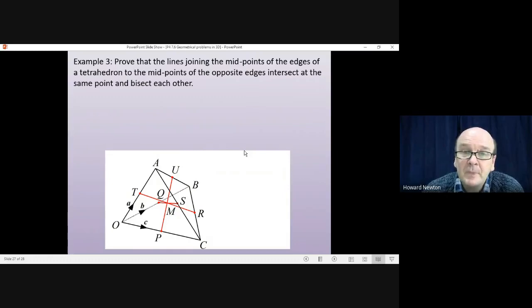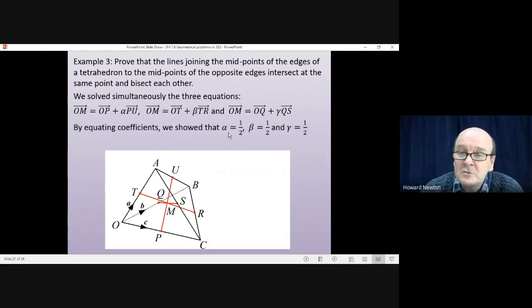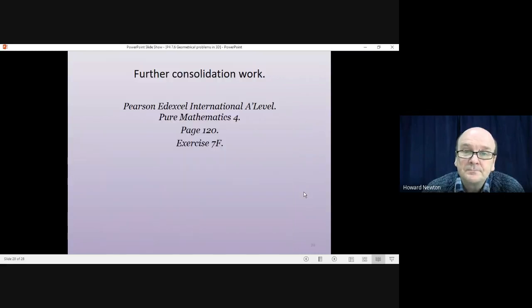So what have we done? We're asked to prove that the lines joining the midpoints of the edges of a tetrahedron to the midpoints of the opposite edges, that they intersect at the same point and bisect each other. We solve simultaneously the three equations, three different ways for finding OM. And by equating the coefficients, we showed that alpha does equal a half, beta does equal a half, and lambda also equals a half. Therefore, the three diagonals do intersect at their midpoints.